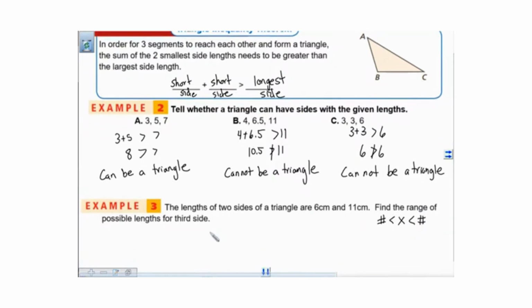So we need to find the lower number first, and that means we're going to subtract 11 minus 6, and that gives us 5. So our lower number is 5 centimeters, and then we need to add the two numbers that were given together. 11 plus 6 is 17 centimeters, and that gives us our higher number. So our range is 5 centimeters is less than x, which is less than 17 centimeters.